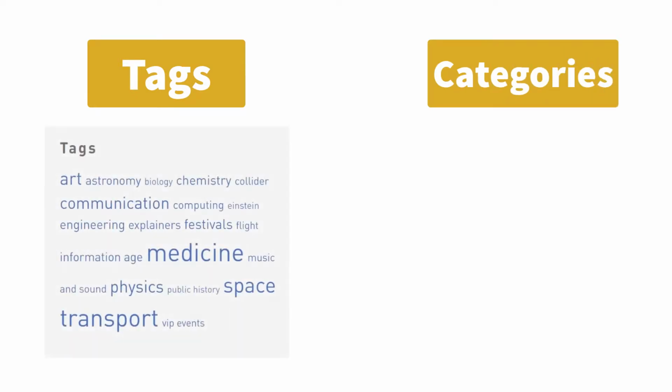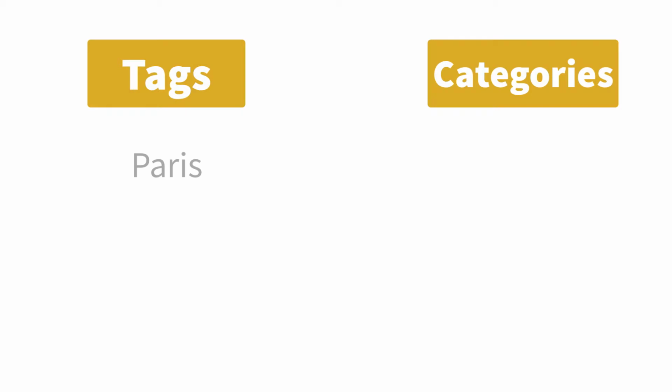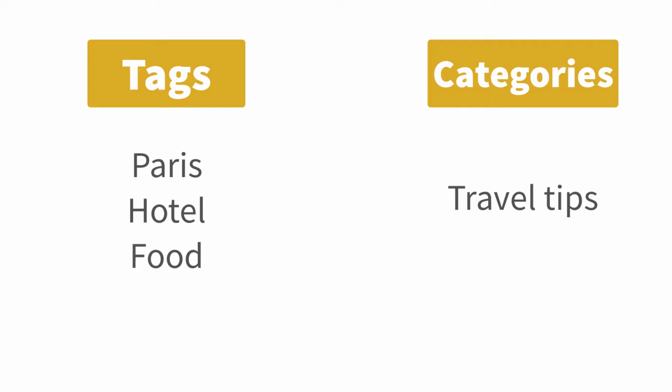And on your blog, you'll have tags and you'll have categories. So this helps organise the content. So a tag is a label that you can add to the post, and then a category will group lots of posts under one heading. So if, for example, a food blogger reviews a city break in one of their posts, they might tag it Paris, hotel and food, and place it in a category called travel tips.